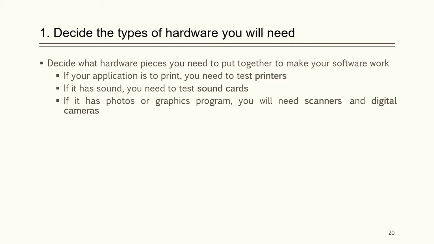Decide the types of hardware you will need. Decide what hardware pieces you need to put together to make your software work. Examples include: if the application is to print, you need to test printers. If it has sound, you need to test sound cards. And if it has photos or a graphics program, you will need scanners and digital cameras to test.